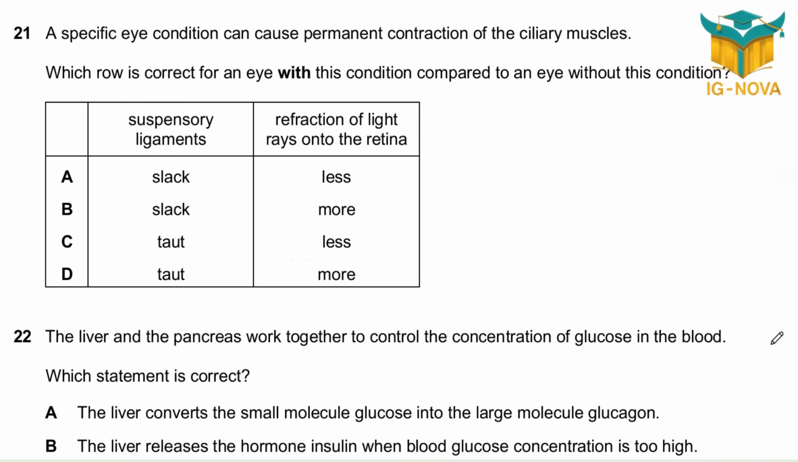Question 21. Specific eye condition can cause permanent contraction of the ciliary muscle. If the ciliary muscle is contracting, that means ligament is slackened or ligament is relaxing. So ligament antagonistically will be slackened or relaxing because the ciliary muscle is contracting. And the refraction of light or bending of light will be more. Why? Because if you contract ciliary muscle, the lens will be more convex. Ask Mr. Mahmoud about this idea. More convex means more refraction, more bending of light.